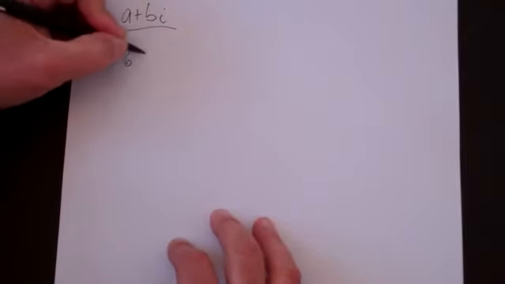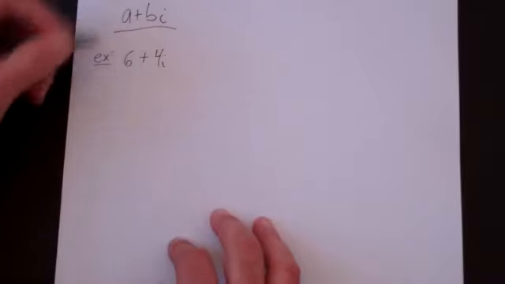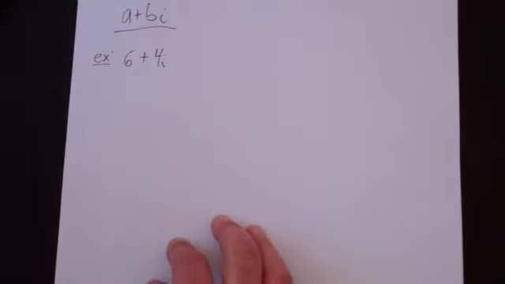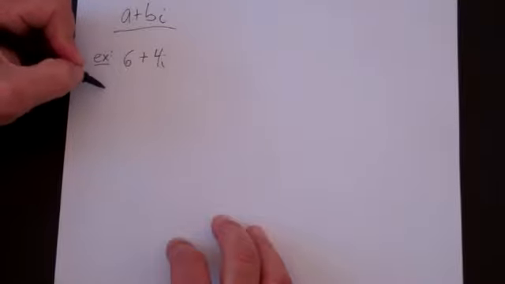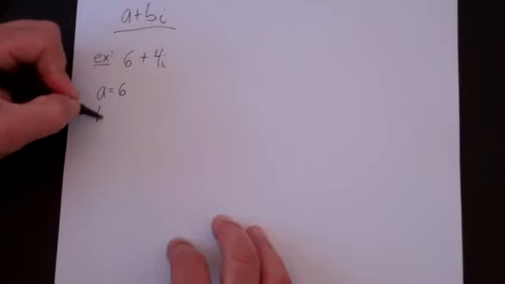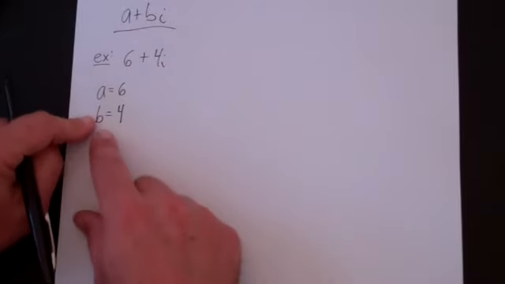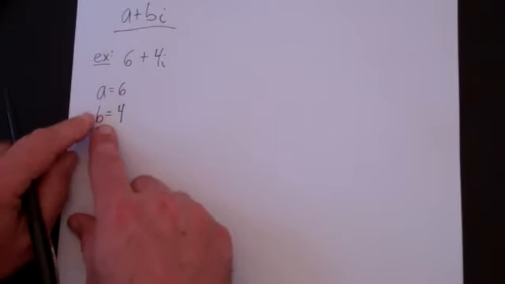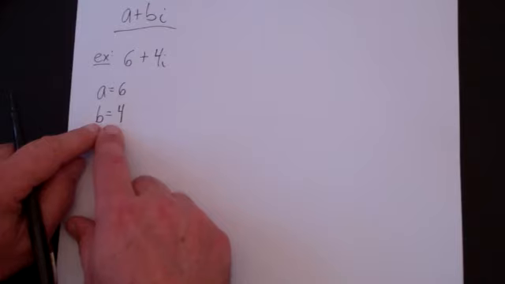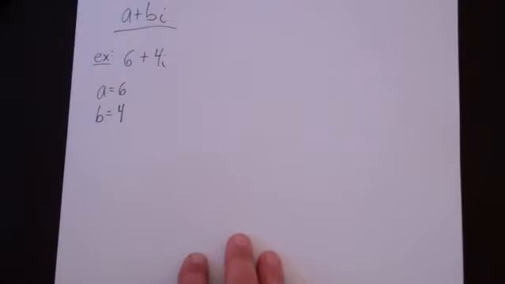Let's do 6 plus 4i. If you have 6 plus 4i, then we have a is equal to 6 and b is equal to 4. Now, b is kind of an interesting number, right? What b is, is the number of imaginary units. So the way we're going to plot this, well, obviously we can't plot this on an xy graph because on the xy graph, both x and y are real numbers.